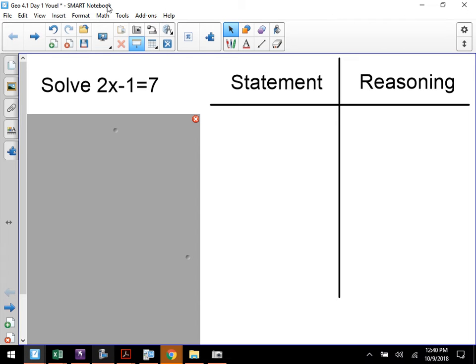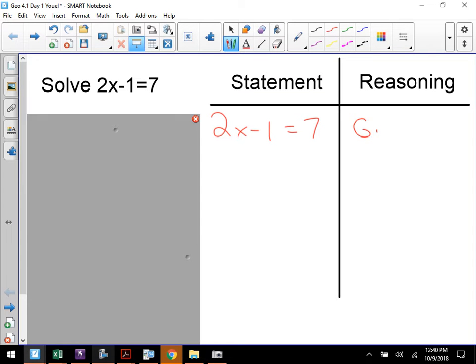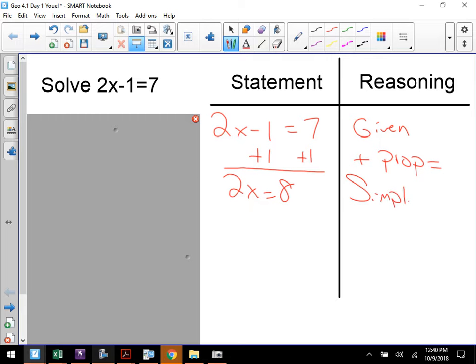So the first thing you always write in there, first thing you want to write in, is your given statement. The 2x minus 1 is 7. Okay? What did you do next? Add prop equal. I like it. Simplify. Good, good. Yes, ma'am. Anytime. What's that? Yep, divide prop equal.